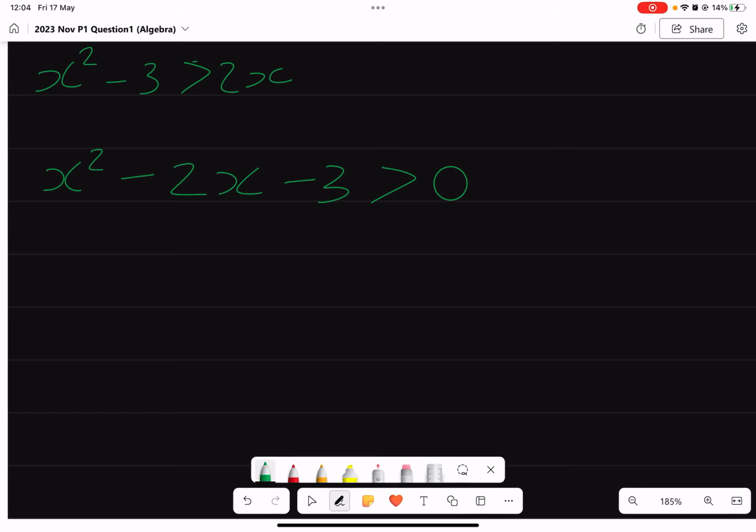Now here you have a trinomial, so I can basically factorize it. So let's get the factors. The x squared breaks into x and x, the 3 will break into 3 and 1, but we need -2, so I'm going to put the negative on the 3 there.